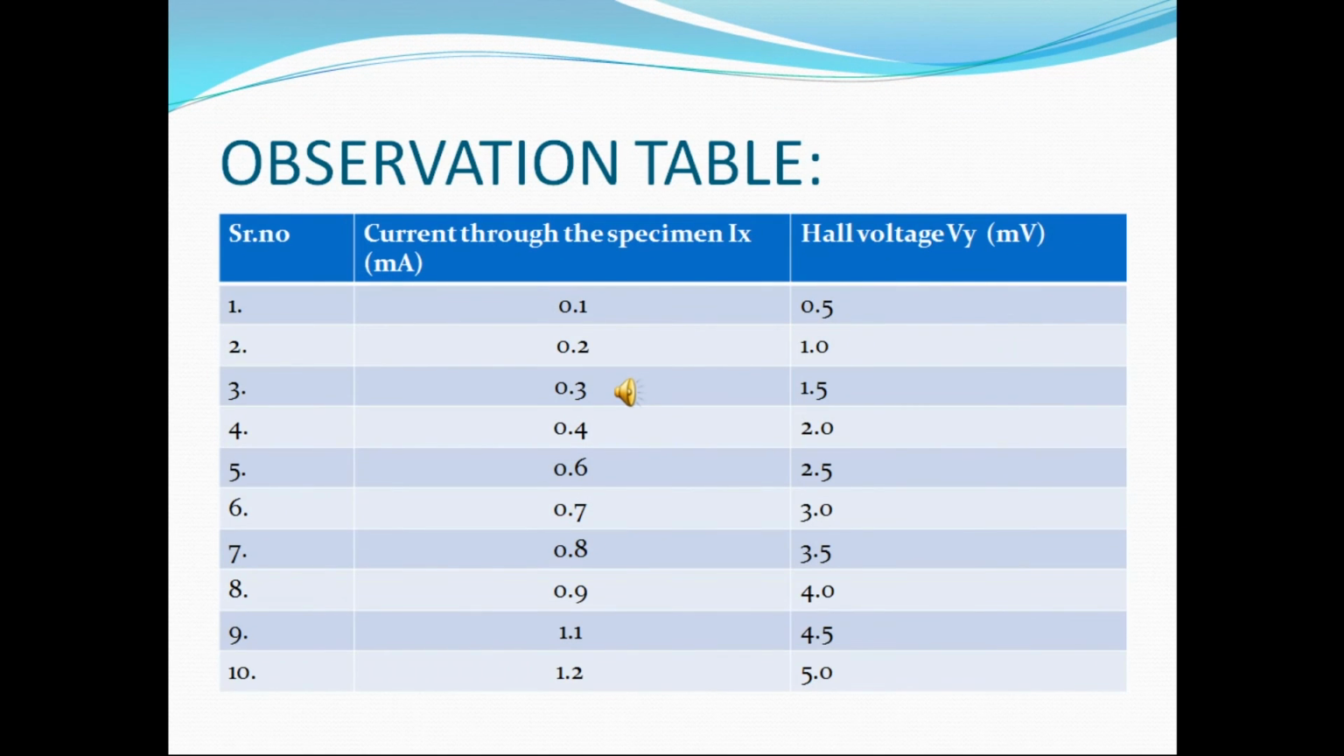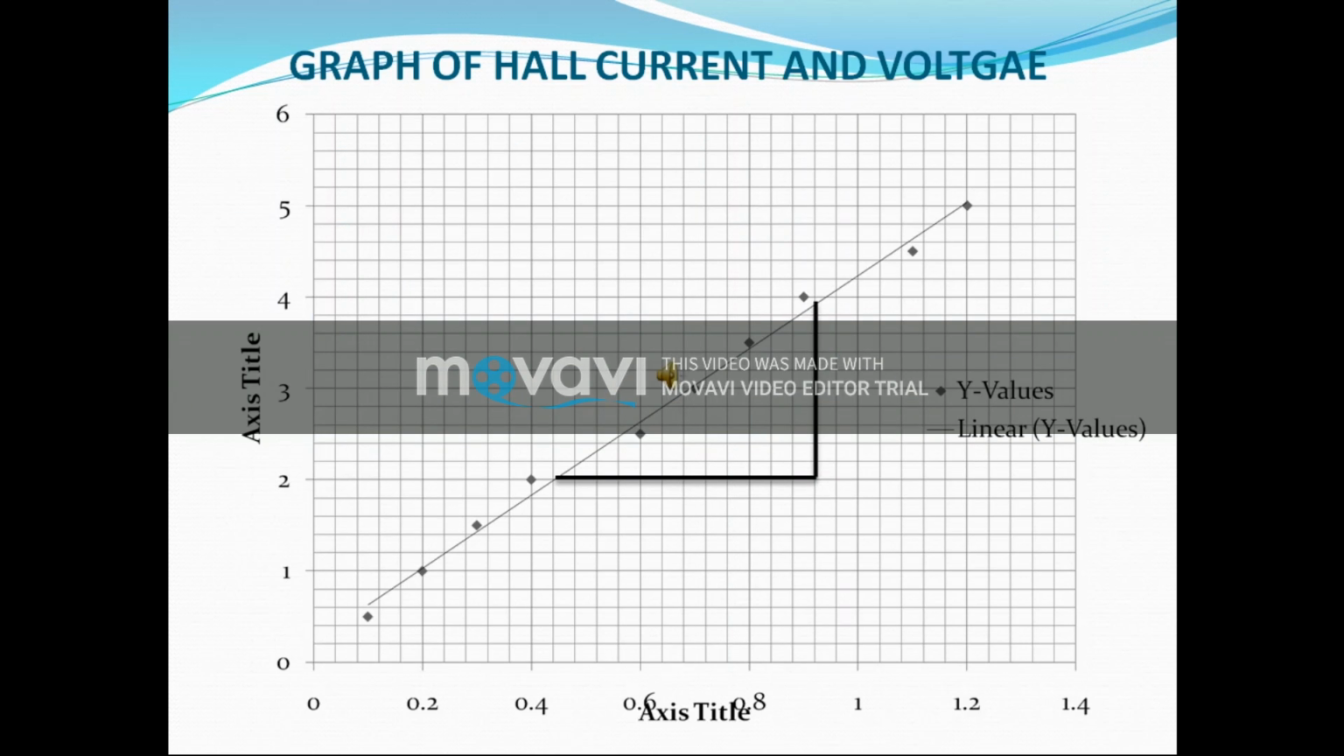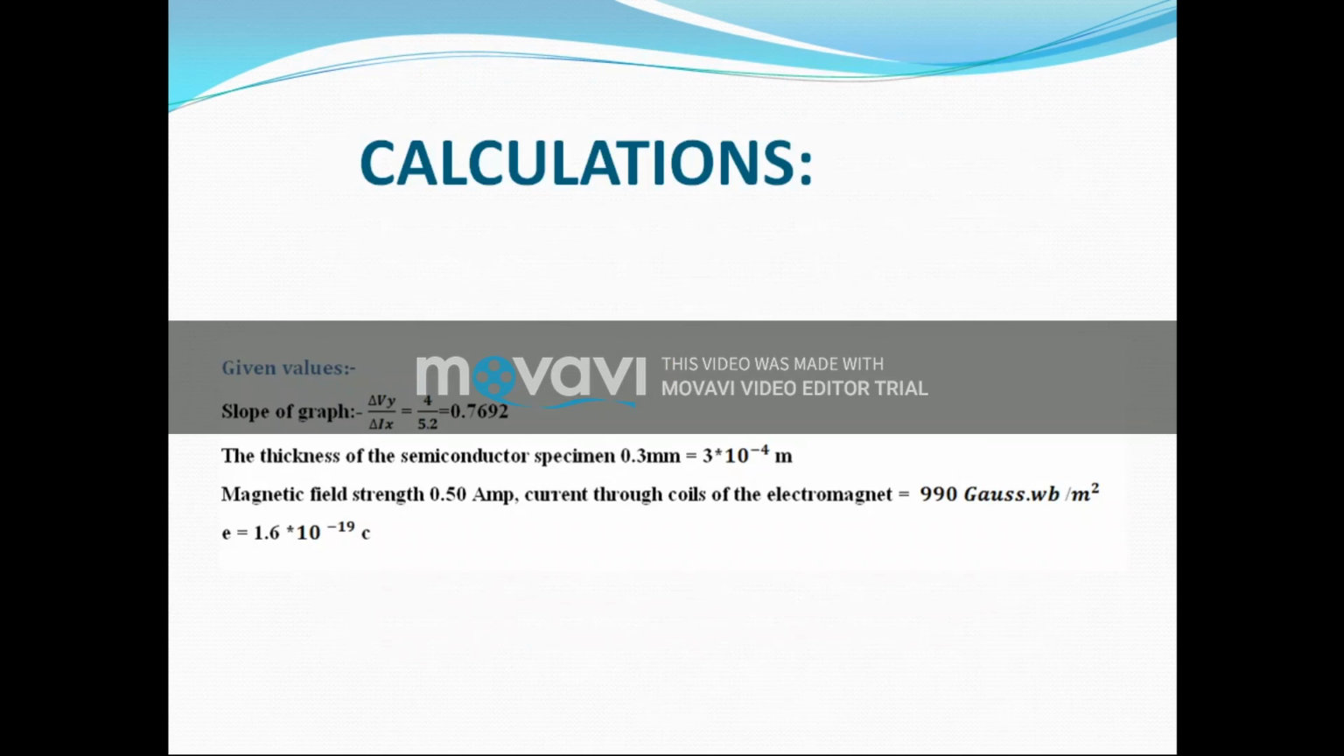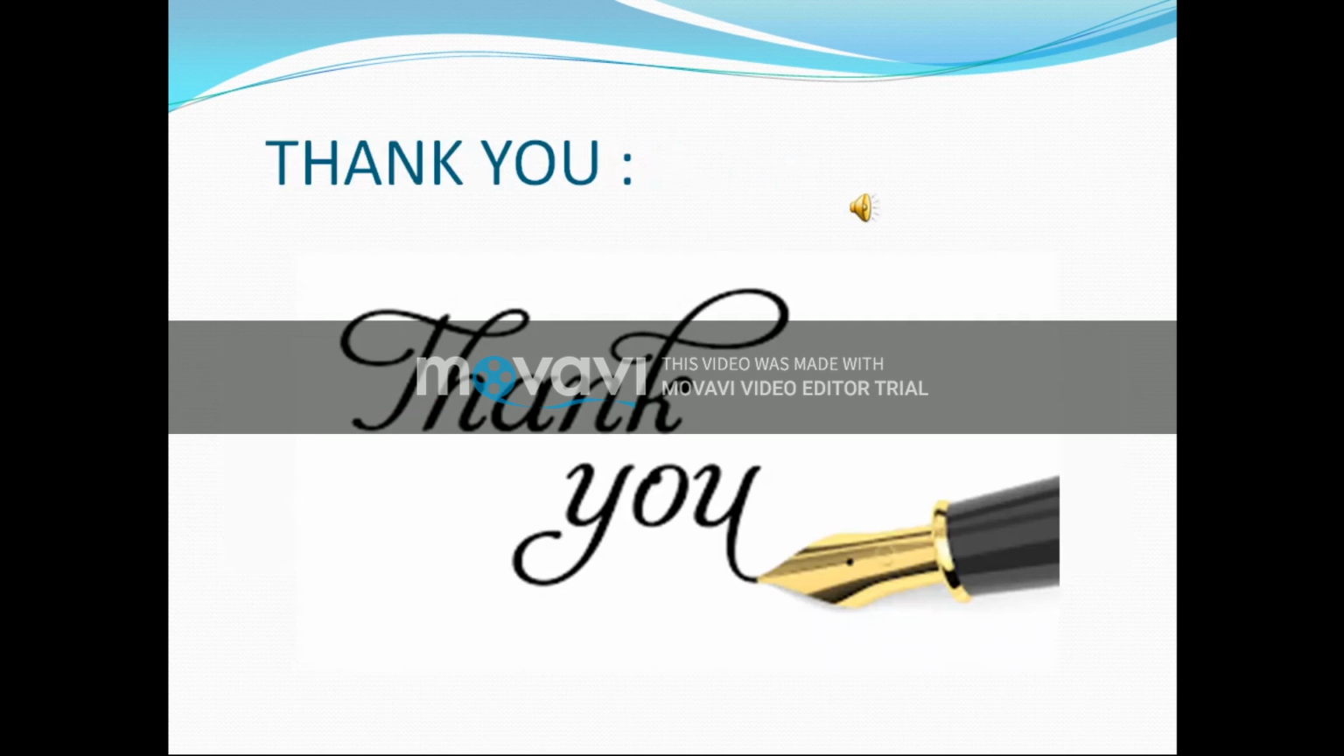This is an observation table, which will come out through the readings of Hall current and Hall voltage. This is the complete experiment of Hall effect.